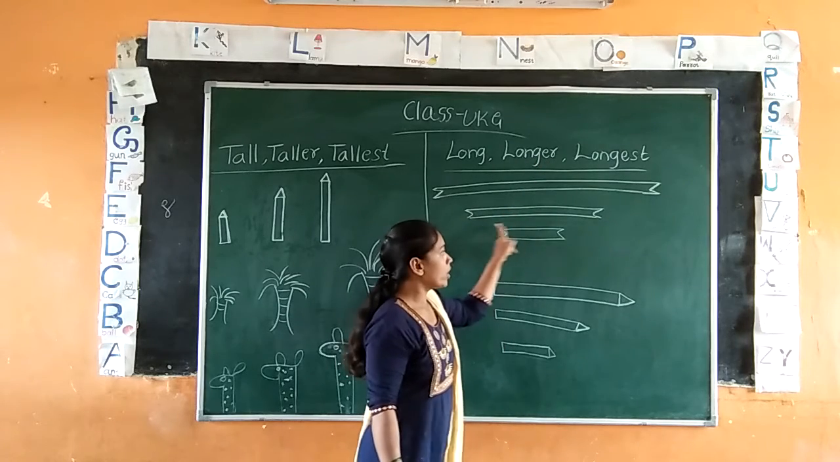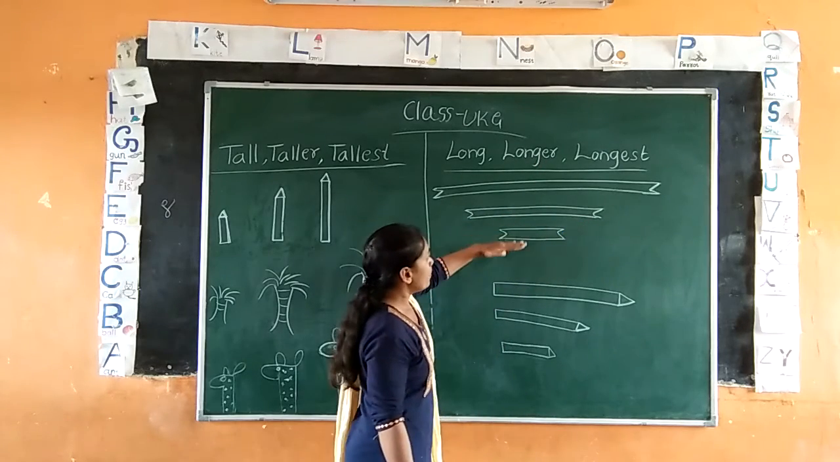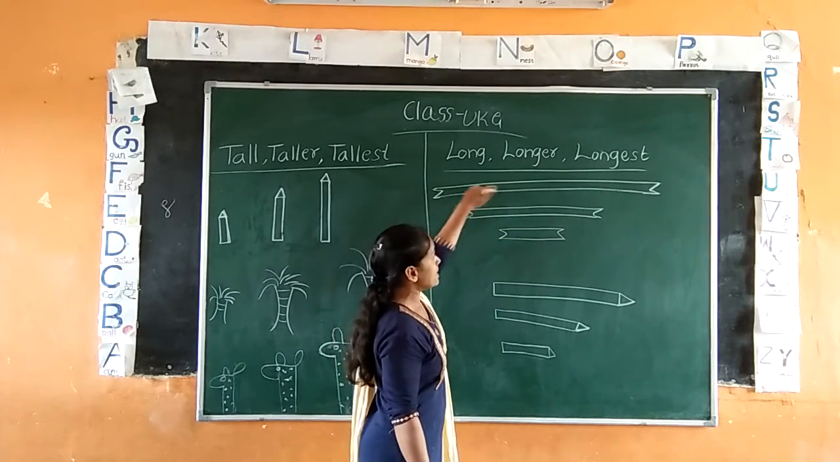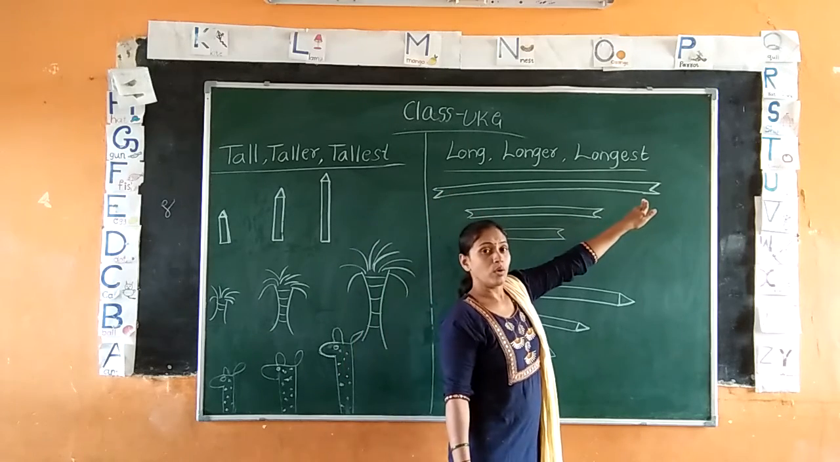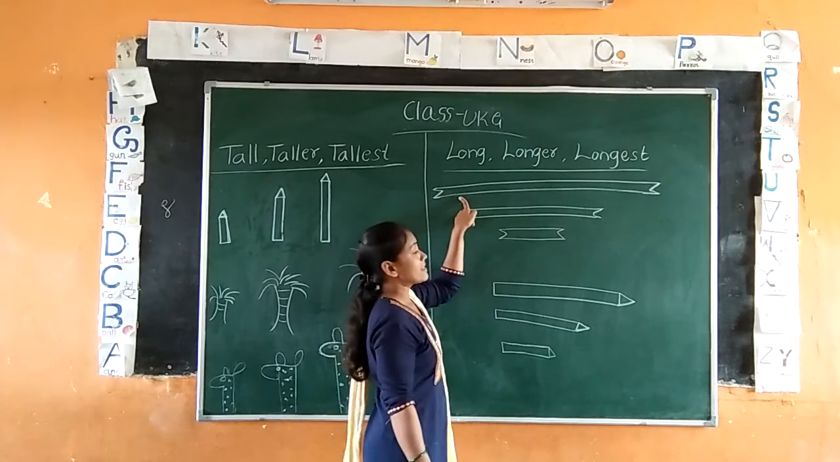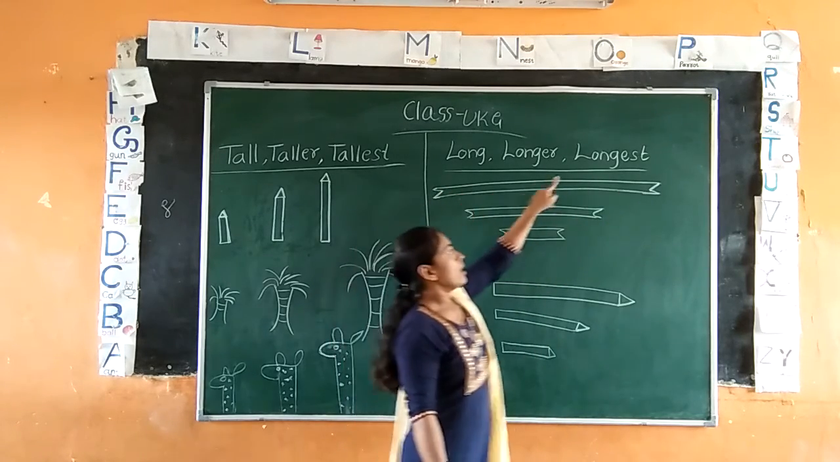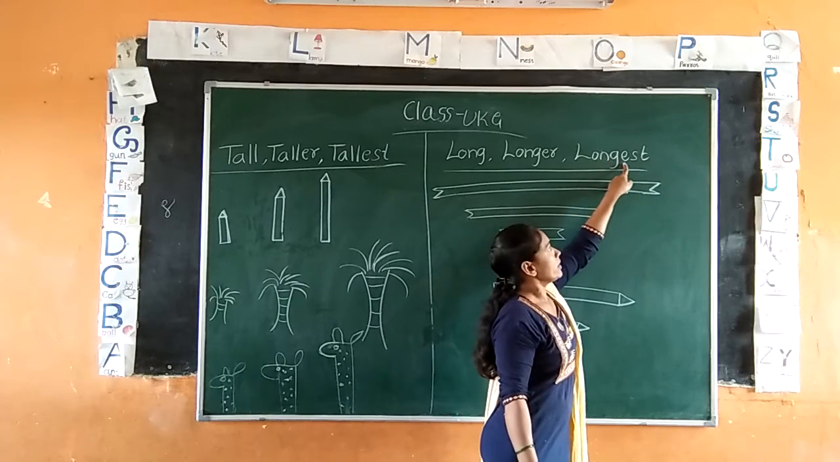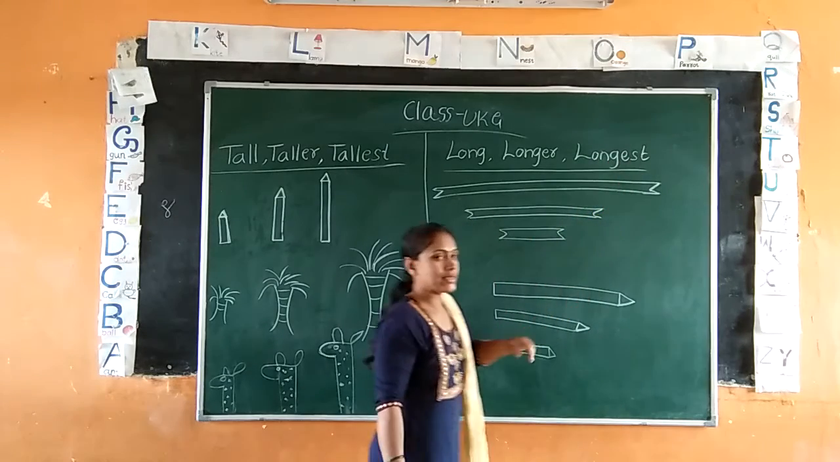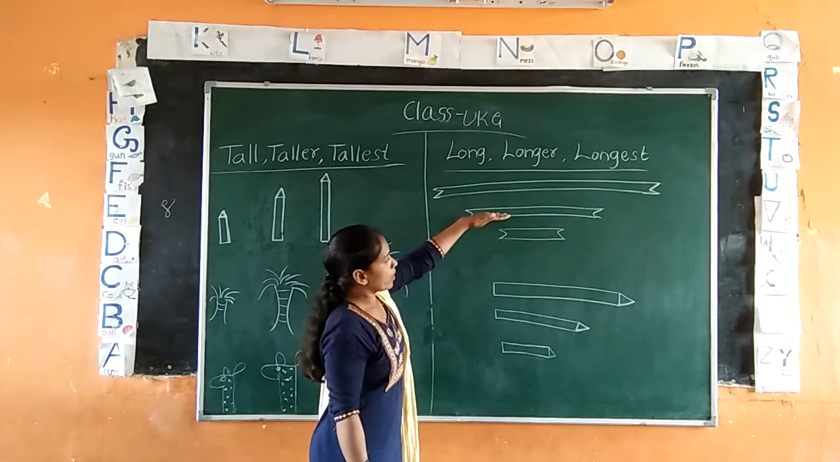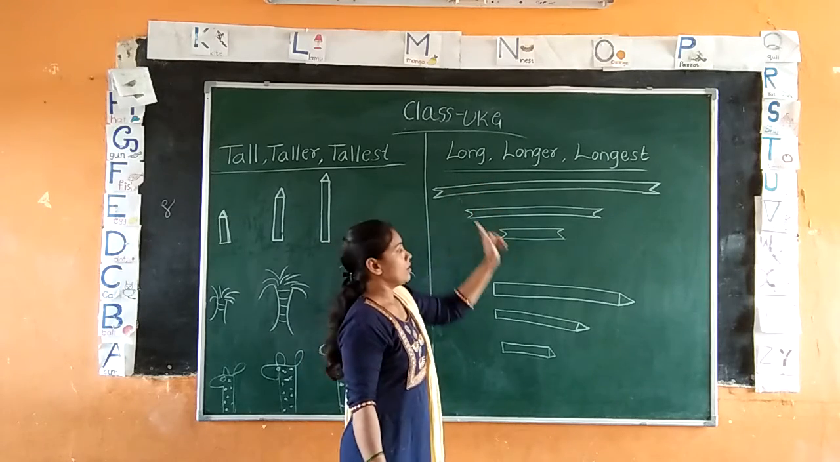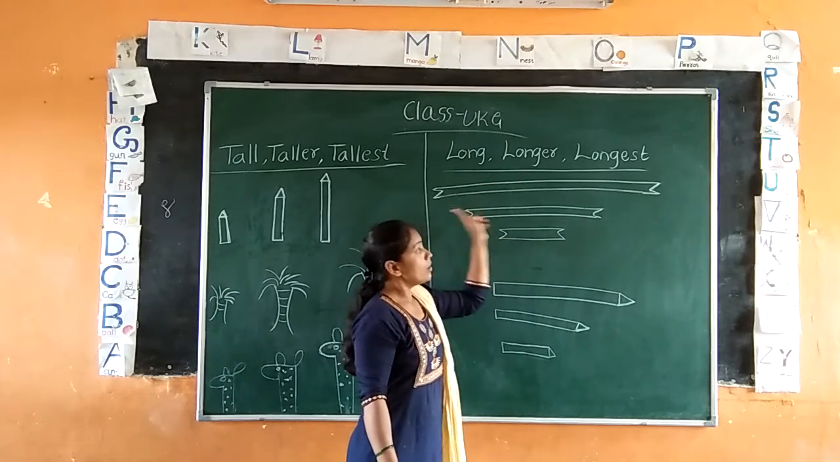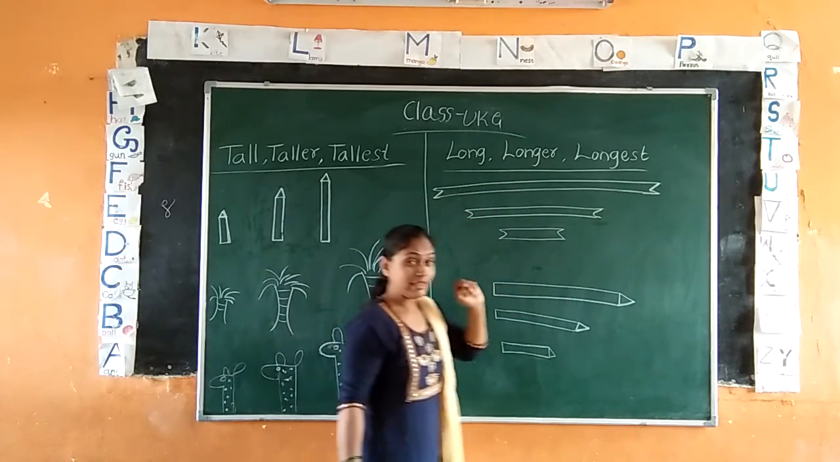L-O-N-G-E-R. Longer. Okay. Compared to these two lines, this line is too long. So this is the longest line. L-O-N-G-E-S-T. Longest. Long, longer, longest. Got it?